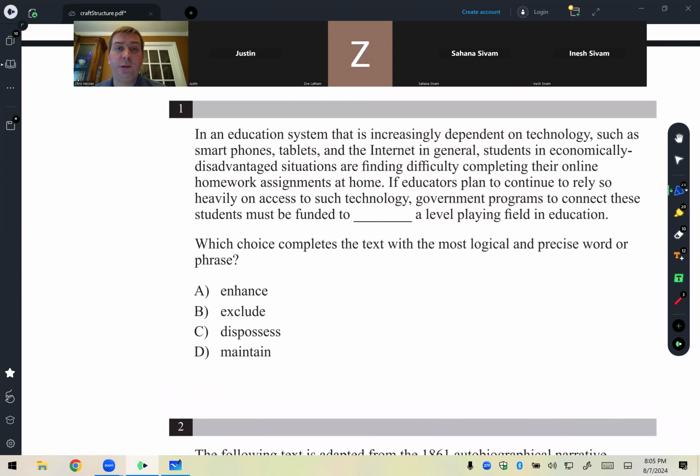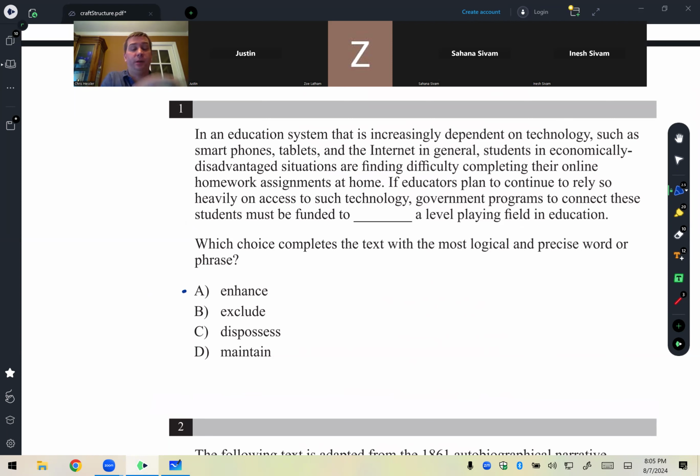In an education system that is increasingly dependent on technology, such as smartphones, tablets, and the internet in general, students in economically disadvantaged situations are finding difficulty completing their online homework assignments at home. If educators plan to continue to rely so heavily on access to such technology, government programs to connect these students must be funded to blank a level playing field in education. So I'm just going to read the word enhance back in the sentence.